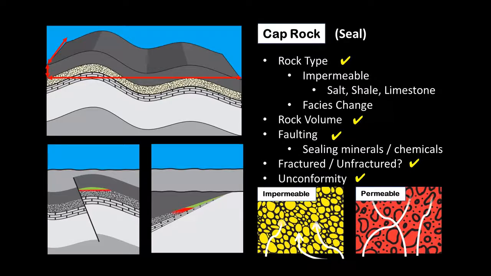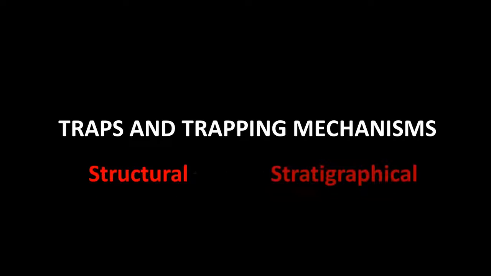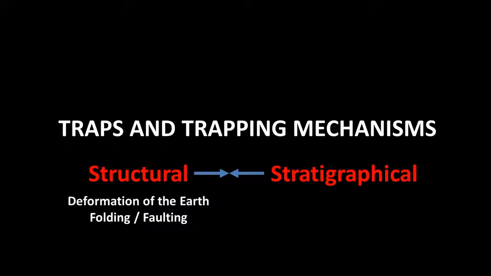And this brings us to traps and trapping mechanisms. Now the interpretation of these is quite an art form and can be extensive, so I'm only going to cover a few of the possible combinations right now. Traps and trapping mechanisms can be structural, stratigraphic, or a combination of the two. Structural traps occur when the earth is deformed in some fashion, including folding and faulting. Stratigraphic traps are more depositional in nature.